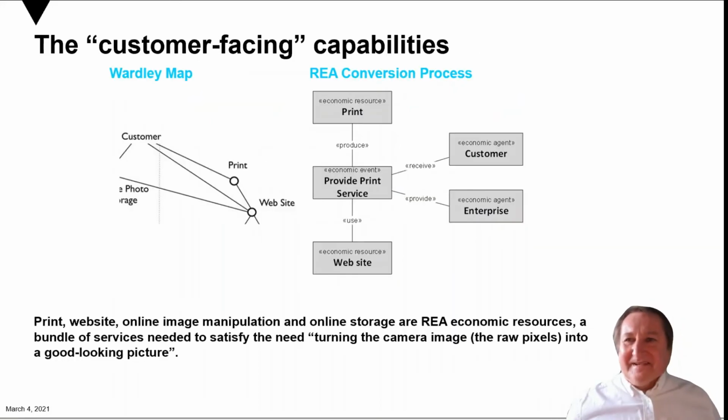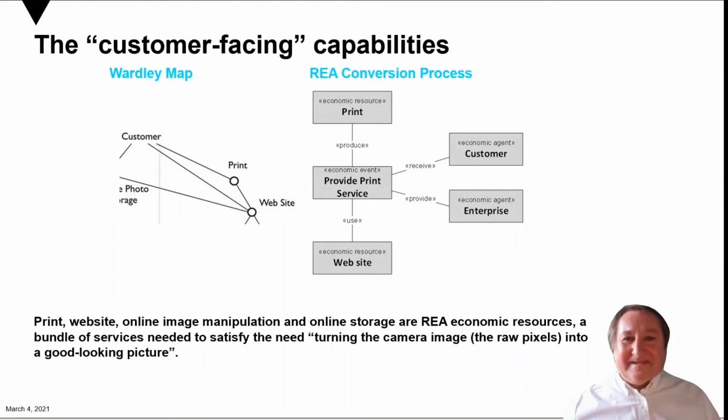The customer-facing components are informally called needs, but for the online photo service, the real customer need is something like turning the raw pixels in the camera image into a good-looking picture. And this need is not represented on a Wardley map. The Wardley map just describes a bundle of services that together satisfy this need.